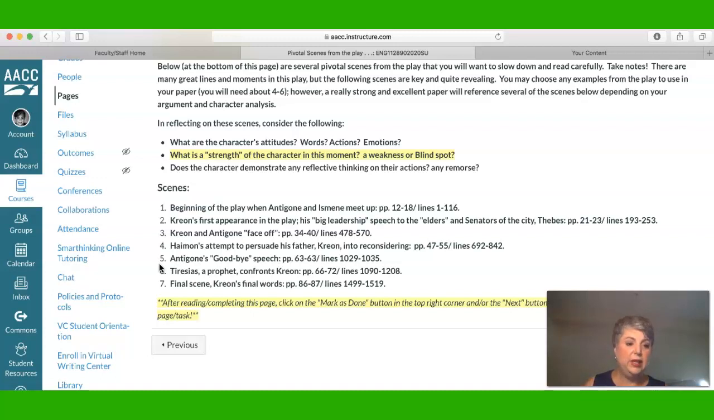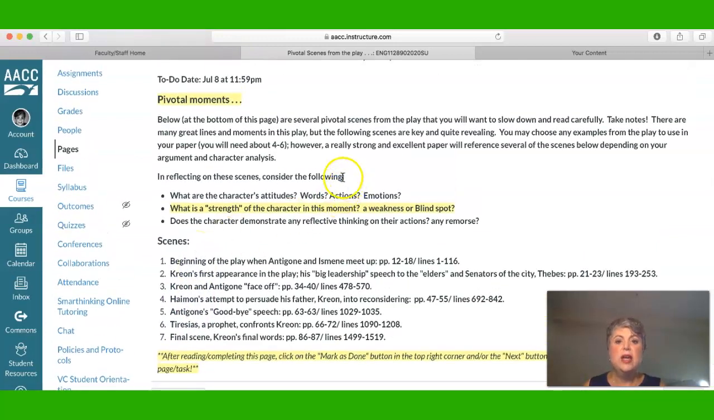You know, there are some key scenes for Antigone if you're writing about Antigone, and likewise if you're writing about Creon. But take a look at this list of pivotal scenes. These are really amazing moments for Antigone and Creon, and even for Ismene and Haemon, who is Creon's son. So make sure you pay close attention to those scenes, and when you're looking back on them or reading them, reflecting on them, here are a couple of points to consider.